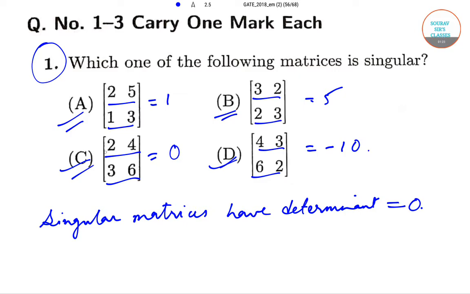So as you can see, in option C the determinant value is equal to 0. So option C is the correct option. So the matrix given by option C is the singular matrix. So today we have solved question number 1 from the civil engineering GATE exam paper of year 2018.